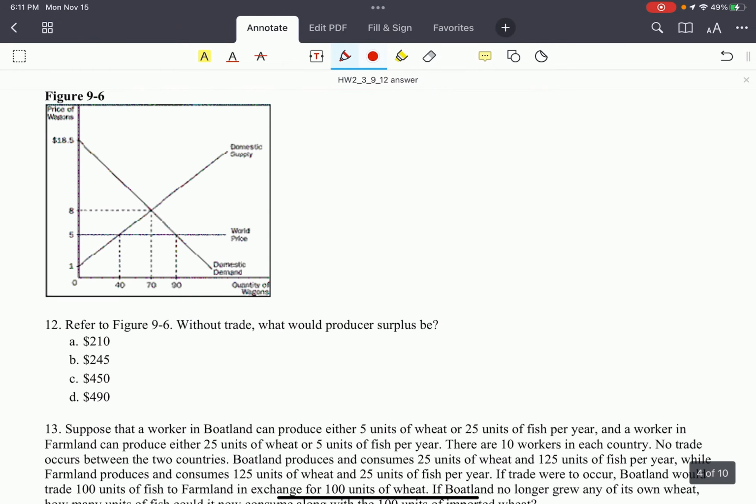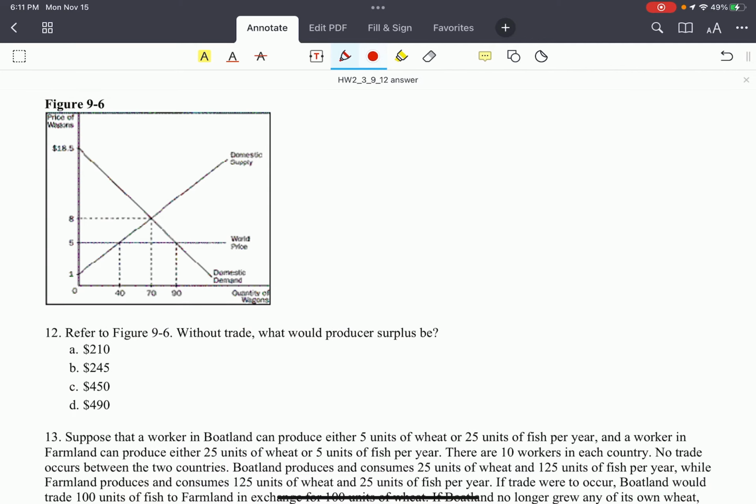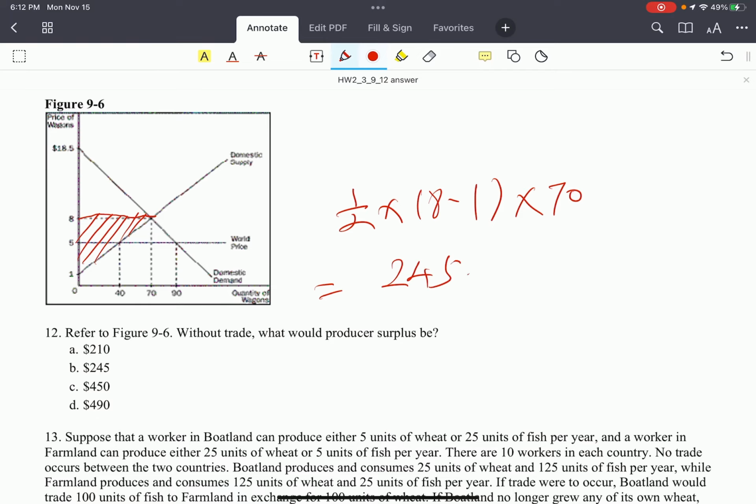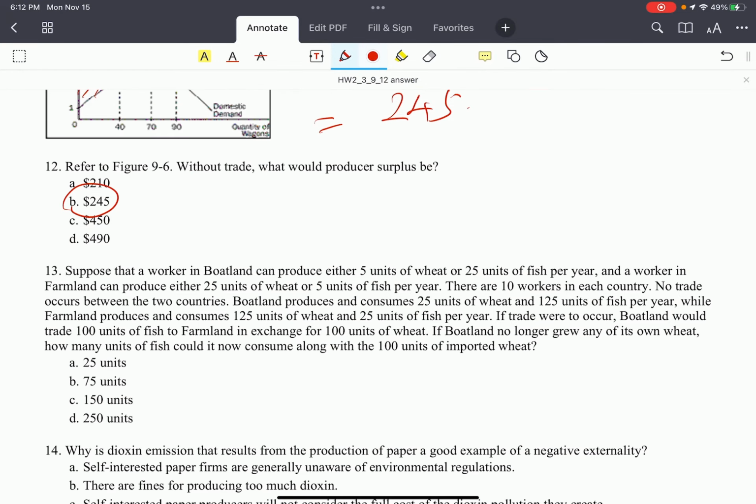Okay, 12. Without trade, what would the producer surplus be? Okay, so without trade, then the price would stay at 8. So it's a simple case. The producer surplus would be just this little triangle here. And the area of this triangle would be, I think it's something like 245. Yeah, it's 245.